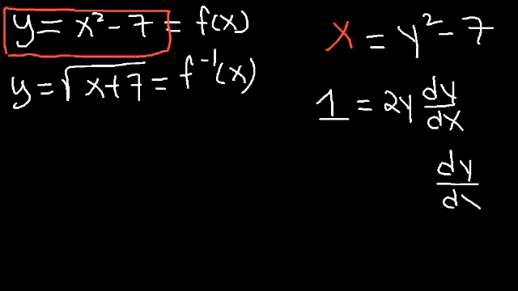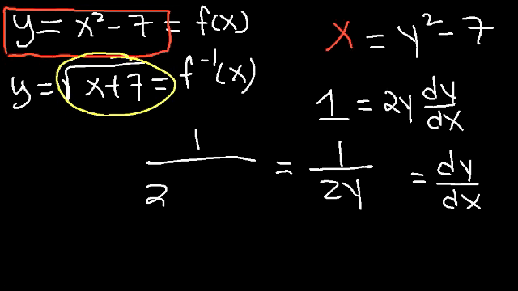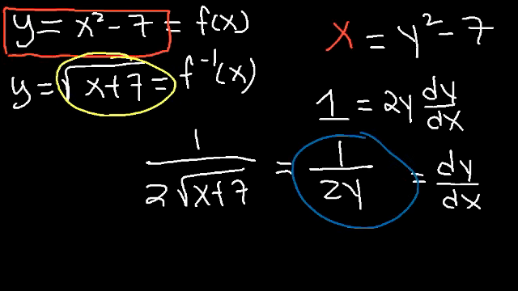So if you solve for dy/dx, notice that we get 1 over 2y, which we had in the last example. Now, if you want the answer in terms of x as opposed to y, don't replace it with x squared minus 7. That's for the original function. We want to find the derivative of the inverse function. So replace y with the square root of x plus 7, because that's what y is equal to for the inverse function. So notice the answer we're going to get: 1 divided by the square root of x plus 7. So you can leave your answer like this in terms of y, or you can leave it in terms of x. It depends on what the problem wants you to do.